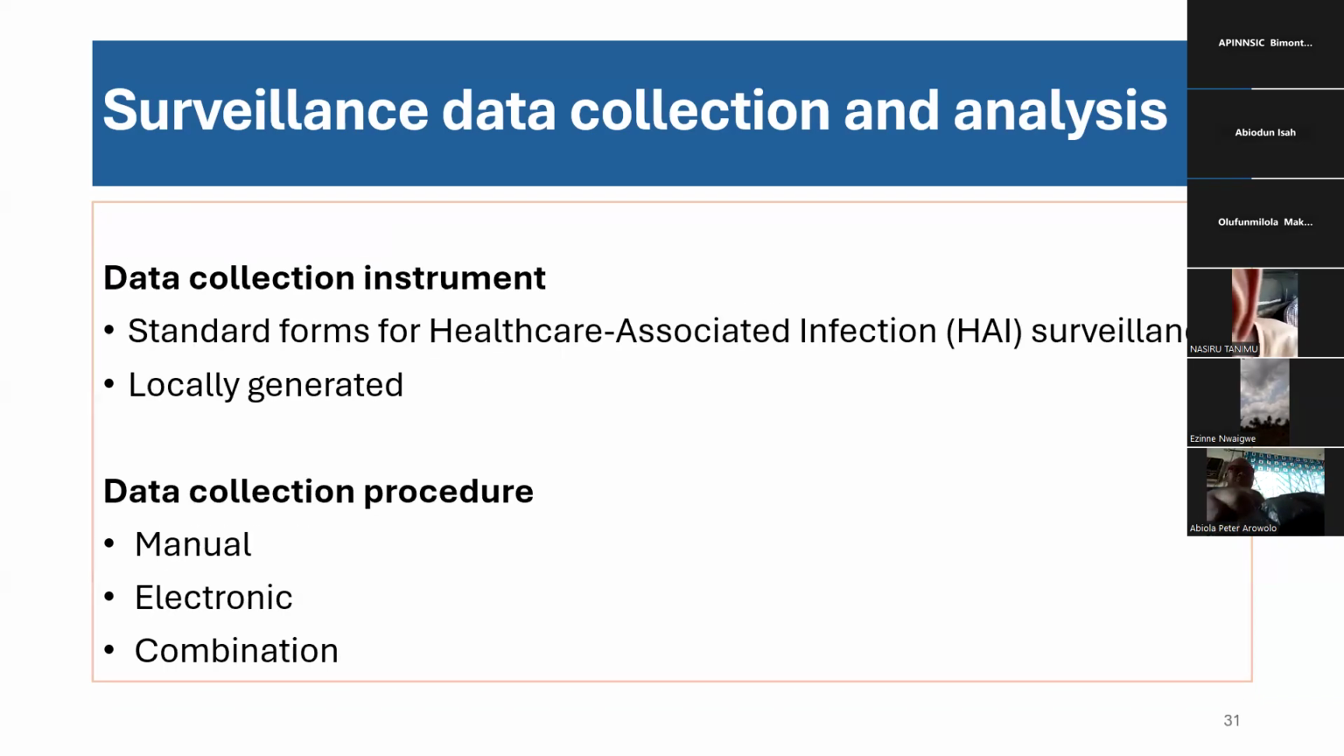So what instruments you use varies. You can use standard forms for HAI surveillance, which are readily available online, but many of them are for specific infections. So you have data collection forms for catheter-associated UTI, data collection forms for surgical site infections, and you can actually use all those forms in your facility. But you can also have locally generated forms. We use a locally generated form, and I'll show you a snapshot in the next slide.